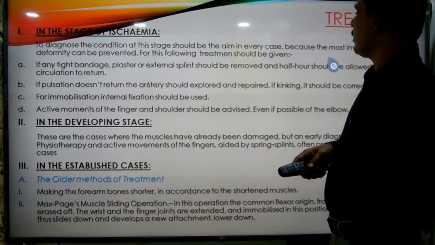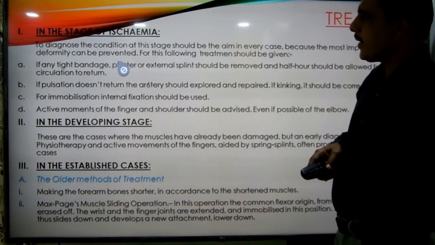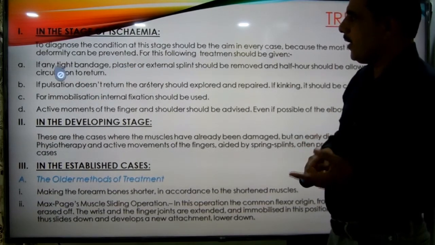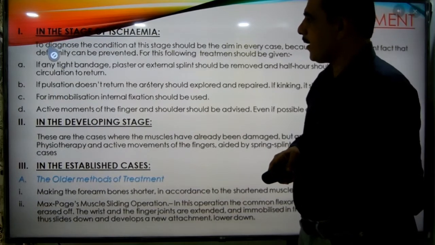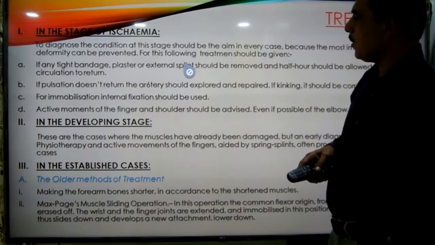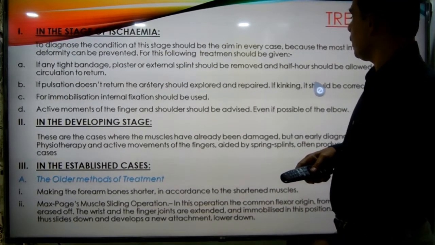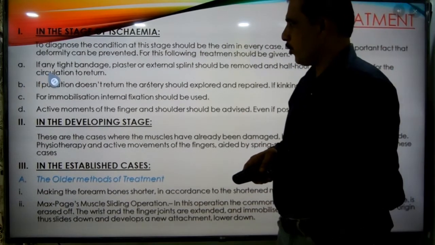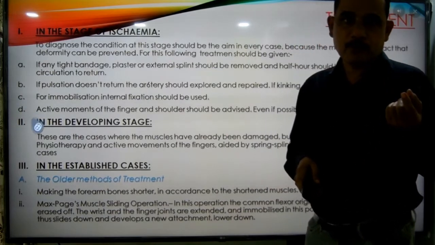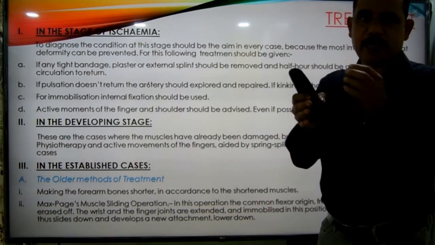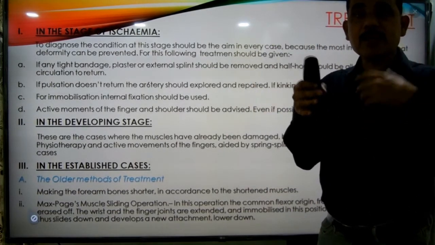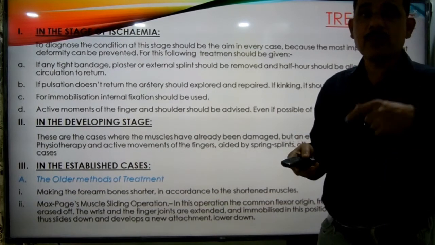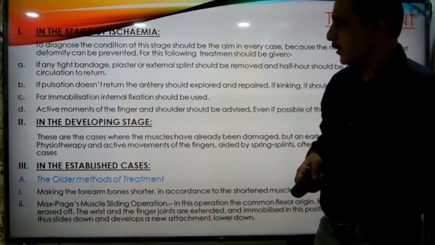For this, the following treatment should be given. Number one, any tight bandage, plaster or external splint should be removed, and half an hour should be allotted for the circulation of the forearm to return. If any tight bandage is there, that should be removed, and at least half an hour should be given to establish the blood supply there.